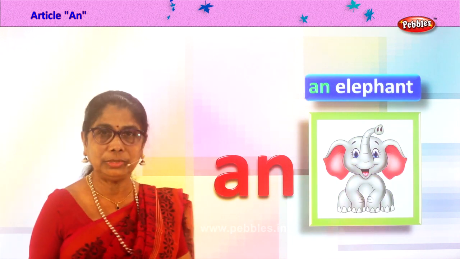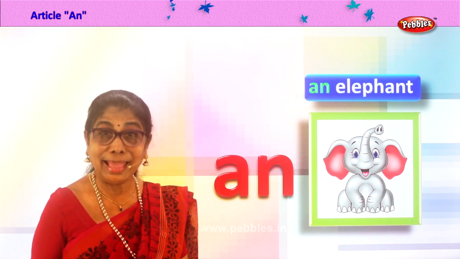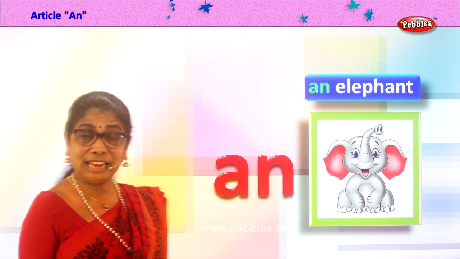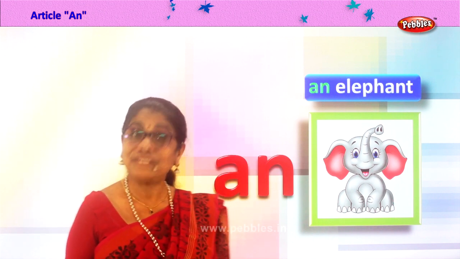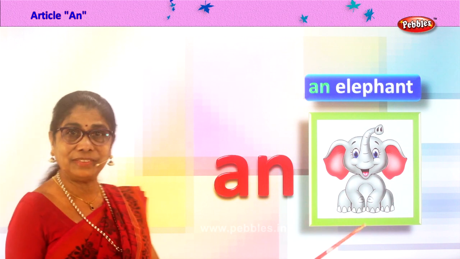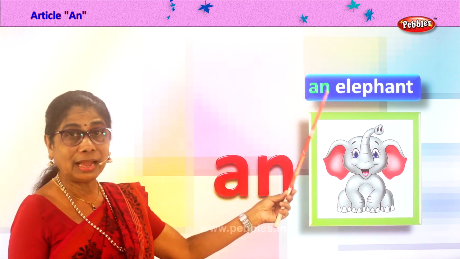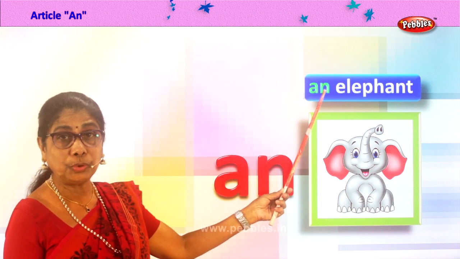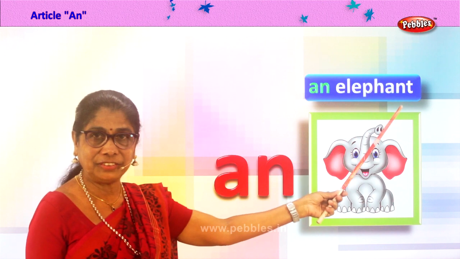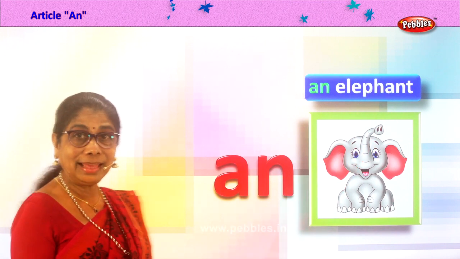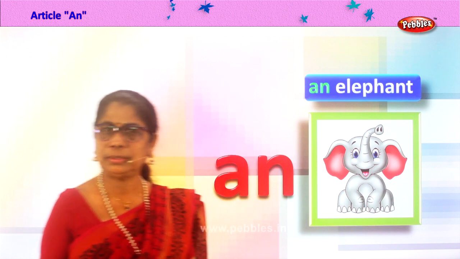Look at this lovely, huge, big elephant. Elephant begins with letter E, vowel. An elephant. Good. Article "an" is placed before vowel E. So, an elephant. Good. Shall we take our next picture?